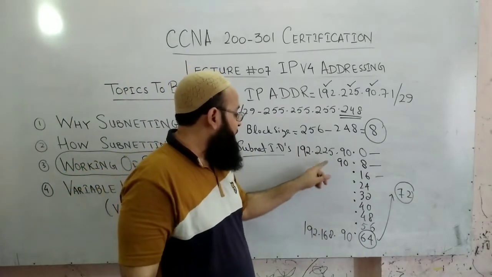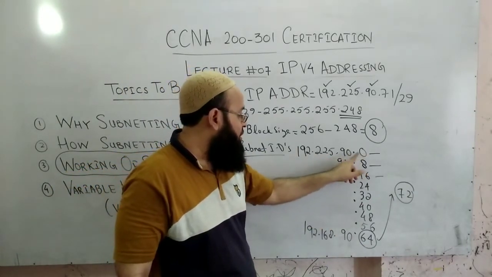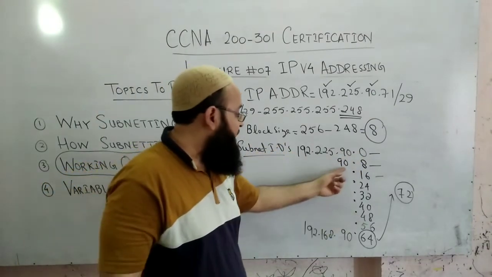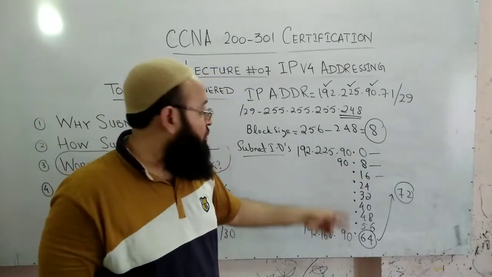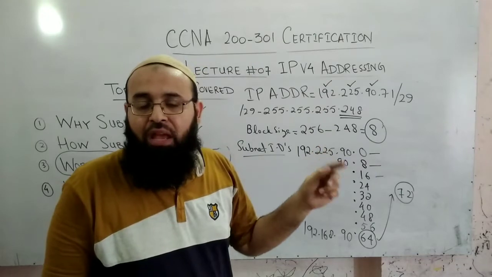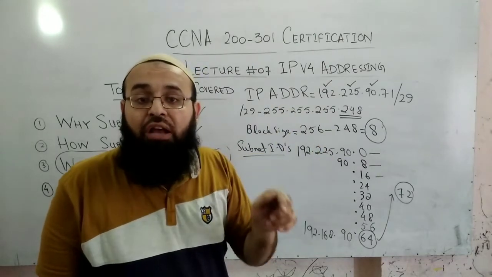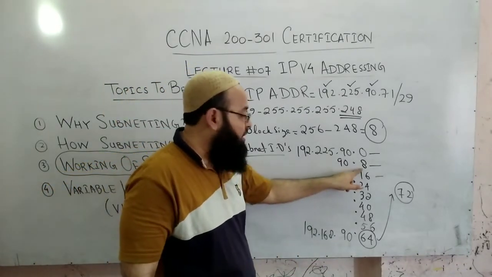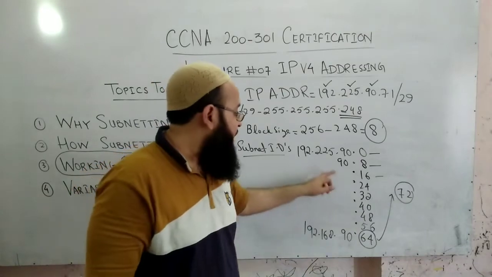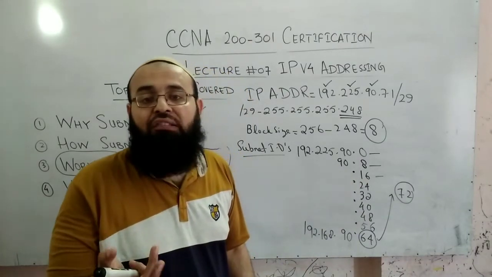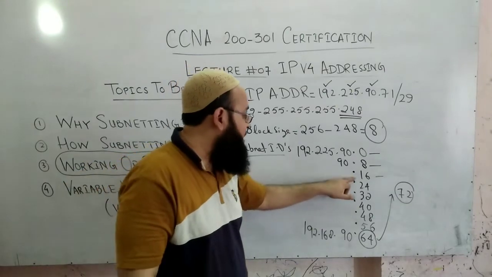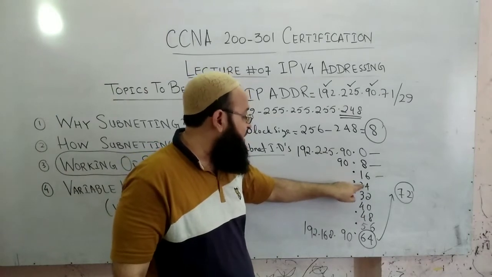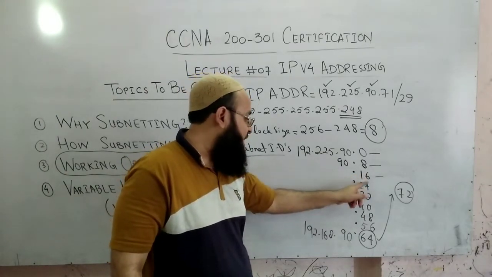Basically the first subnetwork is from 90.0 till 90.7, because at 90.8 the second subnetwork starts. So 90.0 is the subnetwork ID and 90.7 will be the broadcast ID of the first subnetwork. Similarly, 90.8 is the second subnetwork ID and 90.15 will be the broadcast ID of the second subnetwork. Similarly, 90.16 will be the third subnetwork ID and 90.23 will be the broadcast IP of this third subnetwork.